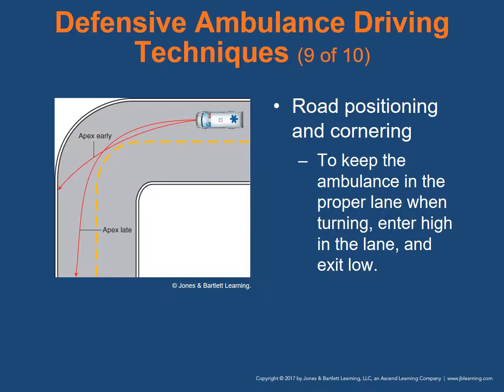Road positioning and cornering to keep the ambulance in the proper lane when turning. Enter high in the lane and exit low. If you turn too early or too late, you could end up not having enough turning distance and end up running into a wall or onto the curb or something like that. So we want to make sure that we are turning appropriately at the right time when approaching a turn, to make sure that we have enough space to turn and that we don't injure any persons or property.